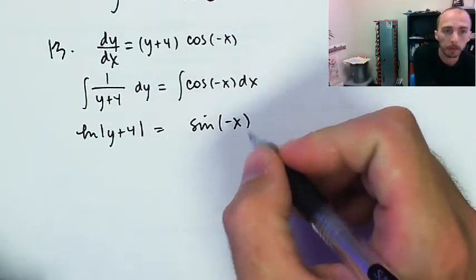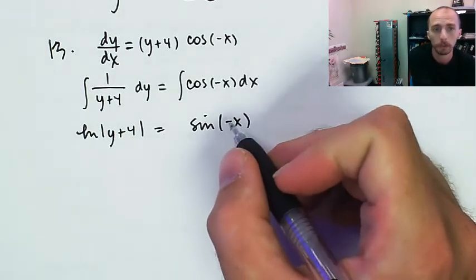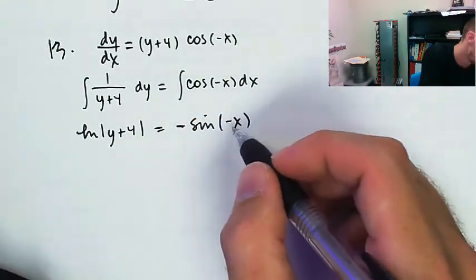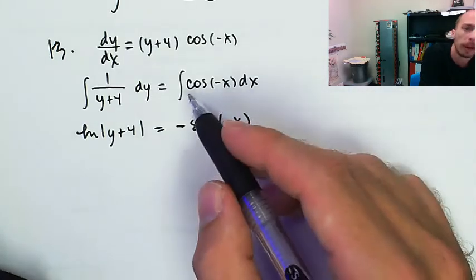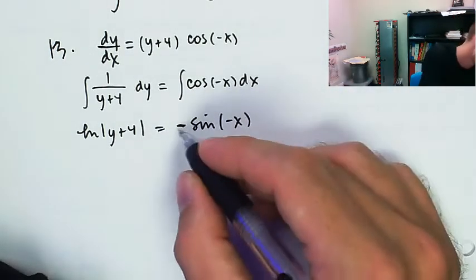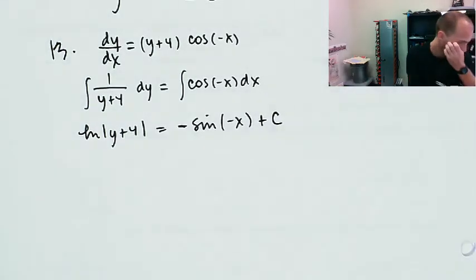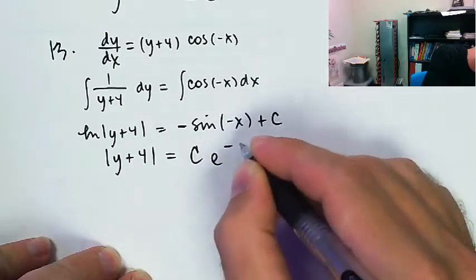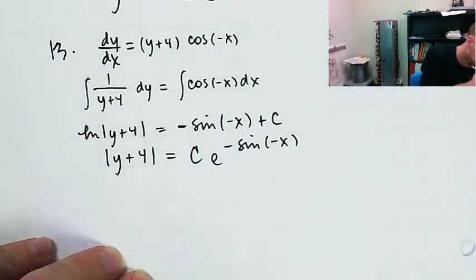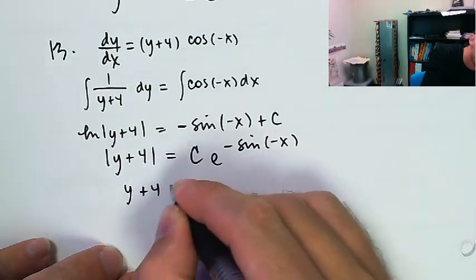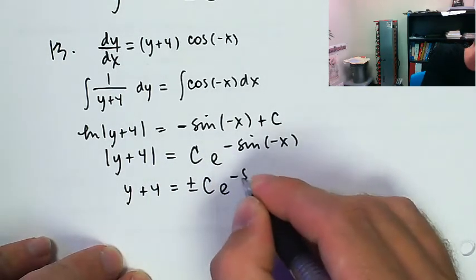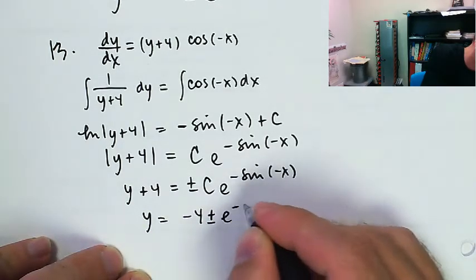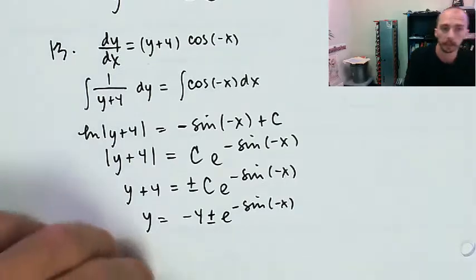But if the inside is linear in the independent variable and it has a slope that's not 1, we might have to divide by that slope. So I'm going to divide by that -1 to prepare for the chain rule, right? Because the derivative of sine of negative x is cosine of negative x times -1. But I want positive cosine of negative x when I take the derivative of this thing, so I prepare for that there. Okay, now I'm going to just start getting at that y, just like always, c e to the negative sine of negative x. Okay. Then y plus 4 is going to be plus or minus c e to the negative sine of negative x. And y equals -4 plus or minus c e to the negative sine of negative x.